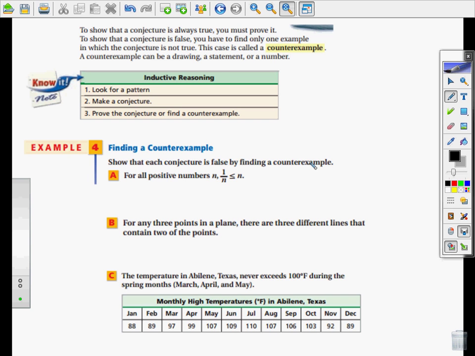Last example of chapter 2, 2.1, example 4. So let's take a look at what they're trying to convey to us.